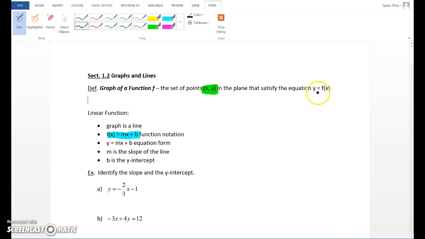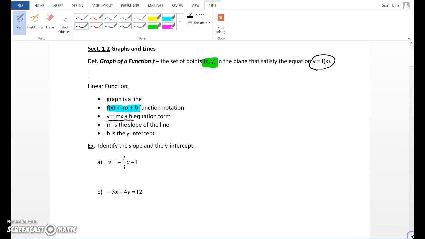If you notice from over here, y and f of x can be interchanged. So this is equation form up there, and the highlighted in blue is the function notation. But for this to be a line, m, that coefficient to x, is your slope, and the b is your y-intercept, where it crosses the y-axis. So the m and the b are pretty important for linear functions.